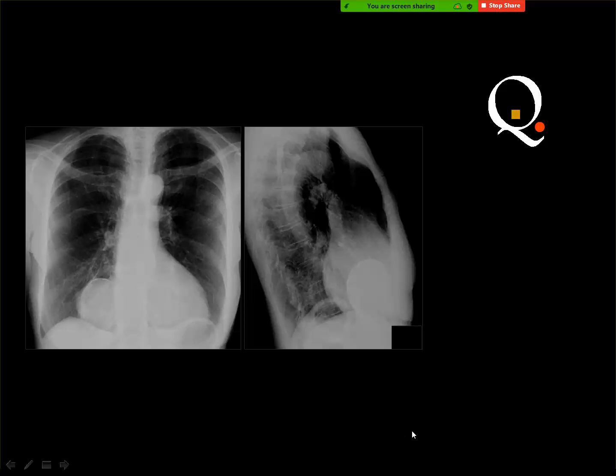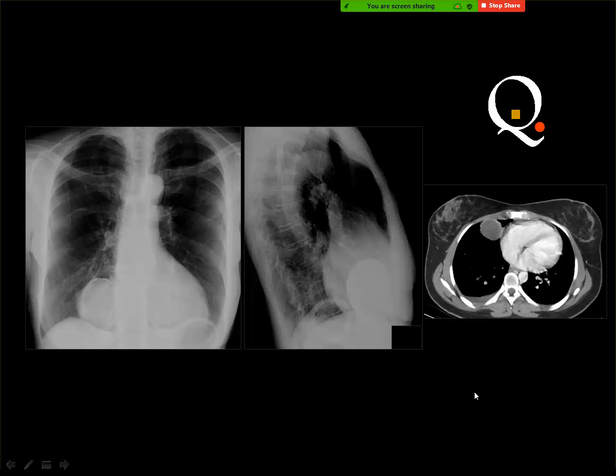Then what do you think of this? Found density at the right cardiophrenic angle in the lateral view, yeah. Confirming the anterior position, yeah. Mostly pericardial cyst. Very good, and this is a pericardial cyst, and you remember many times I said that this place is almost reserved for the pleuropericardial cyst, and you know that this cyst contains a fluid density and it can show some marginal calcification.